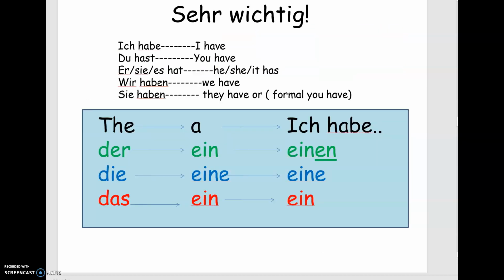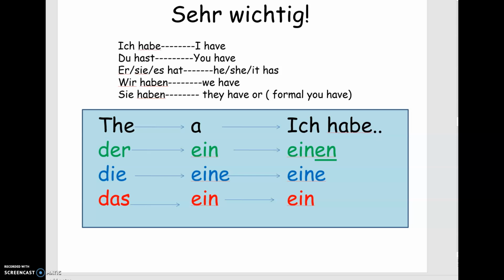Next, putting it all together, how can we put it into a sentence to say that I have an animal, or you have an animal, or he, she has an animal. Wir haben, we have an animal. So maybe it's your pet at home that your family has. So you want to say we have this kind of animal, or sie haben, they have.